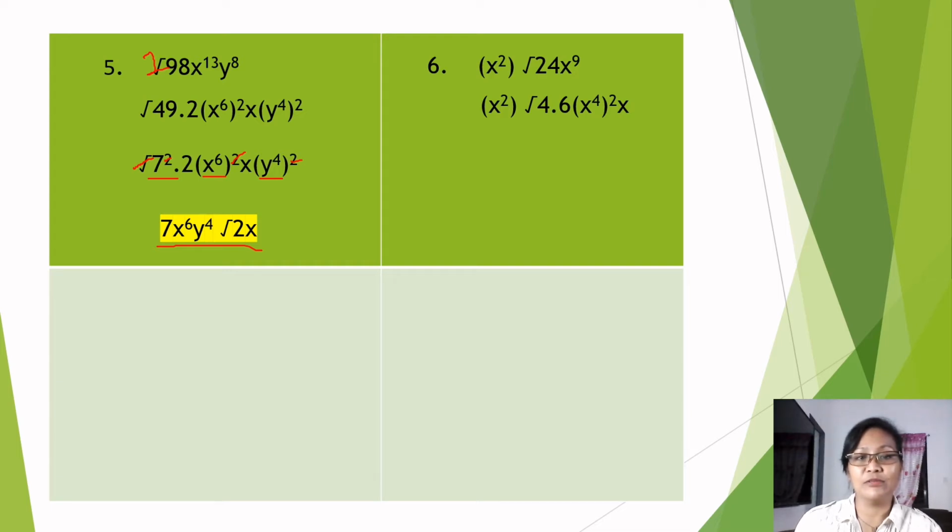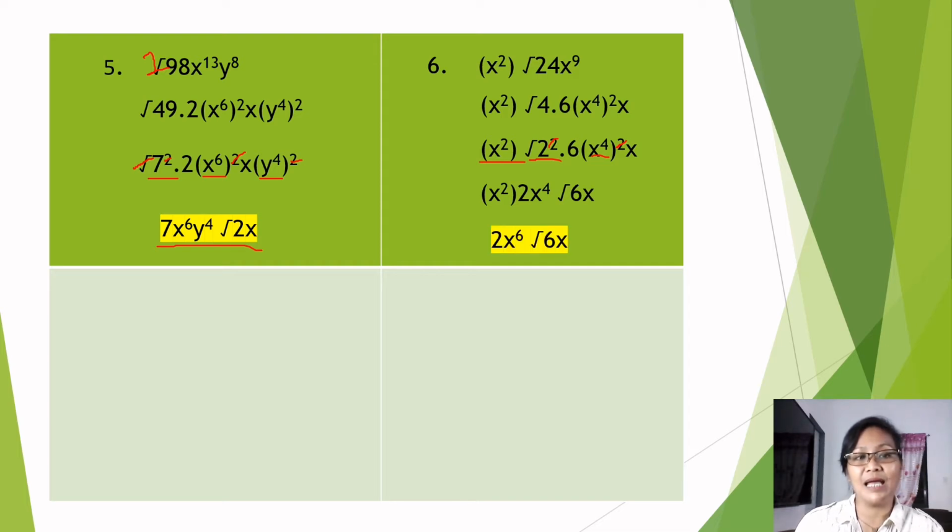Next, of course, we can write 4 in exponential form. So we have x squared square root of 2 raised to 2 times 6, x to the 4th squared, and then x. Then extract the root. So cancel 2, cancel 2. Then we have now x squared times 2x to the 4th, and then the square root of the non-perfect squares, we have 6 and x.